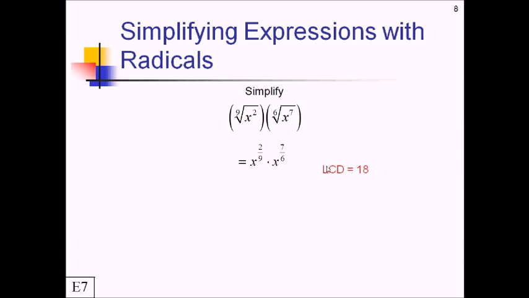So that is 18. So we have now x to the, rewrite this with an 18 on the bottom, so that'll be 4/18. And this will be x to the 18 on the bottom, so we need 21/18. So we'll be adding 4/18 and 21/18 together, and that's going to be 25/18.